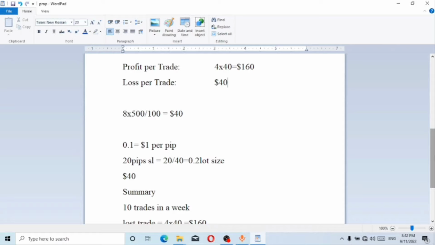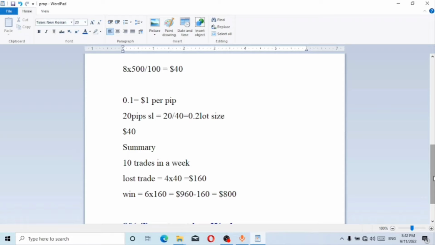So if we trade 10 times in a week and we lost 4 trades and won 6 trades, this 4 trade loss gives us a $160 loss, and the 6 trade win gives us $960. $960 minus the losses you have for the week, which is $160, you have $800, which is your target profit.